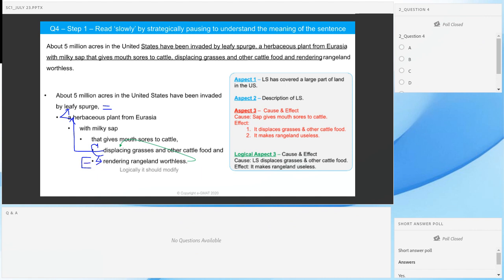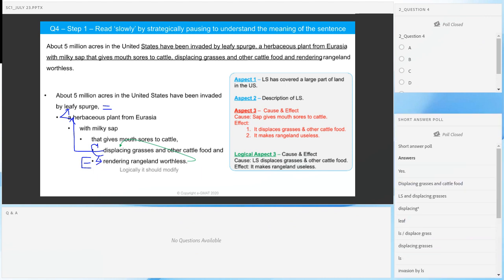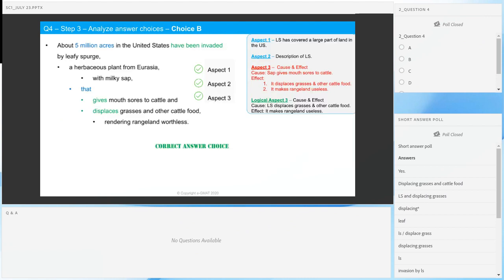Okay. Now that we understand the logic of this sentence so well, and the grammar also, let's take a look at the answer choices. And choice B indeed is the correct answer. Now I see that most of you did land up on choice B, which is the correct answer. But my guess is that the other answer choices do have very blatant errors that actually steer us towards choice B.